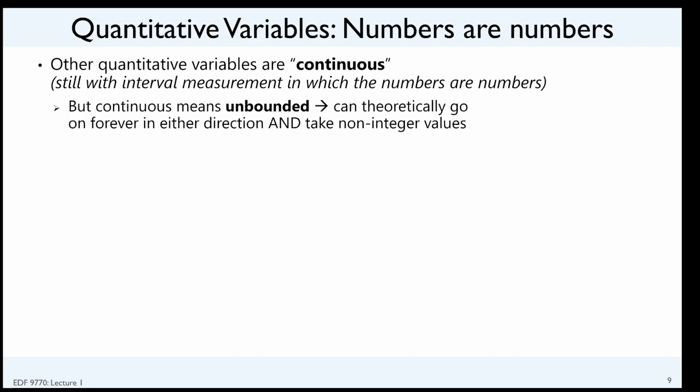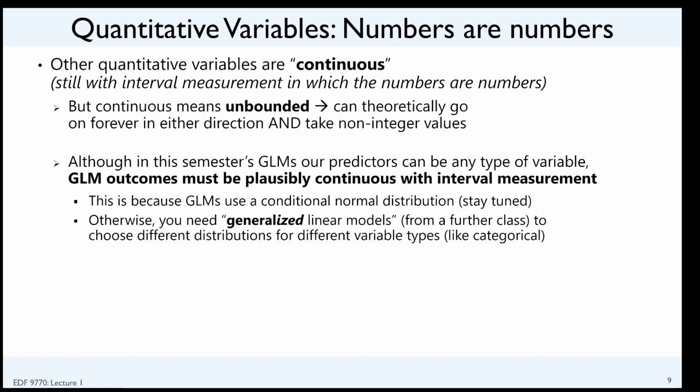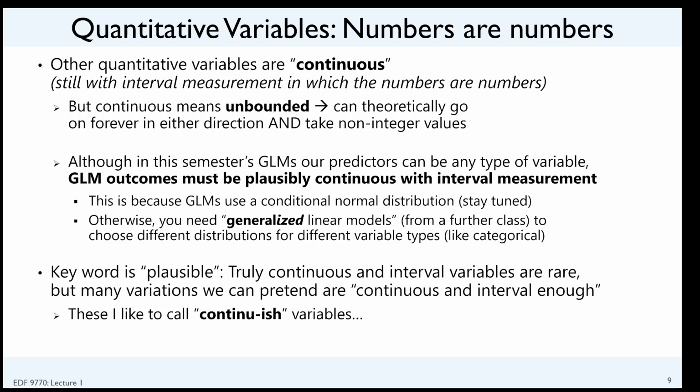Okay, so quantitative variables that are continuous, that means unbounded. I honestly cannot come up with an example of what would truly be a continuous variable in the social sciences. So in general linear models, our outcomes, the things we're predicting with the model, are supposed to be plausibly continuous in interval. Most of the time, though, we just sort of pretend, like, it is good enough. Otherwise, you need a different family, generalized models, as I mentioned, that are suited for variables with boundaries. But the key word is plausible.